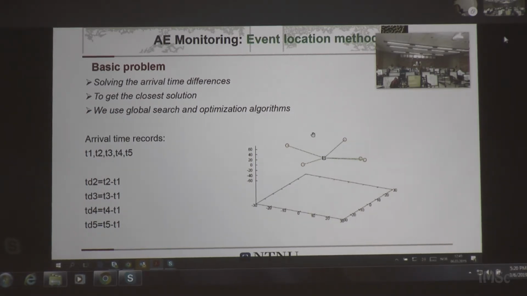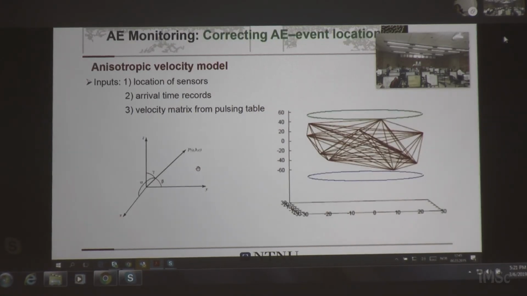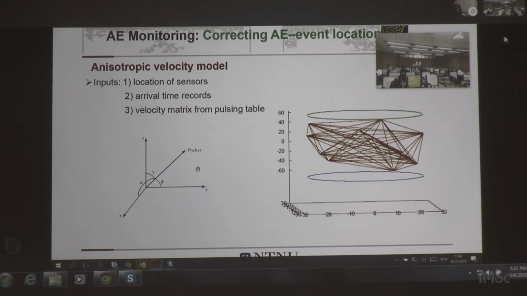For this purpose, the software in our Valen system is given by the company from where we bought the system, and they use only one velocity. It's called the isotropic velocity model. So in all directions, the wave is propagating with exactly the same velocity. We thought this is an oversimplification, because whenever you have fractures in the line of propagation, you would expect a different velocity. That's why we made this anisotropic velocity model.